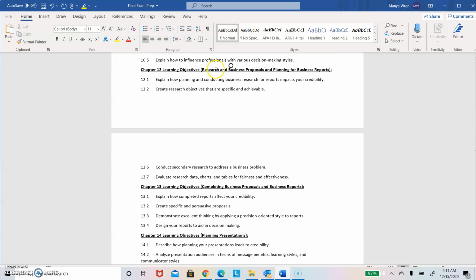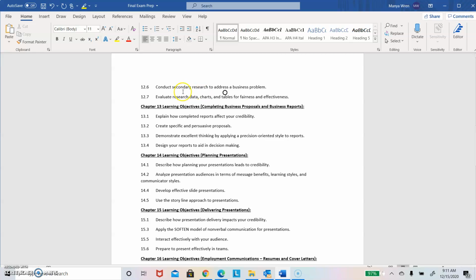Chapter 12 is on research and business proposals and planning for business reports. So these are all the different types of business reports. Again, some questions probably about credibility, research objectives. This is the chapter that described primary research, secondary research, evaluating research data, things like that, to address a business problem. So, citing, that sort of stuff that we had talked about.